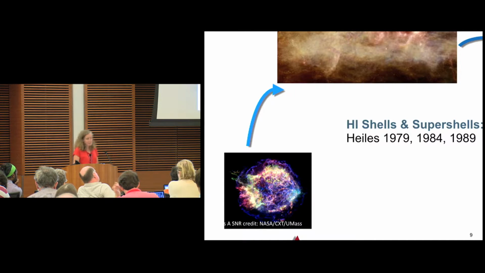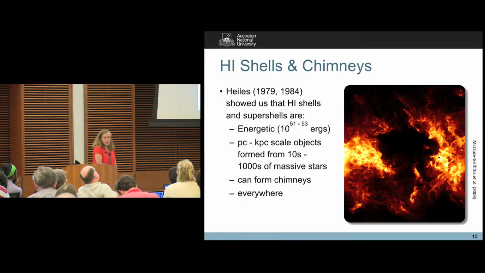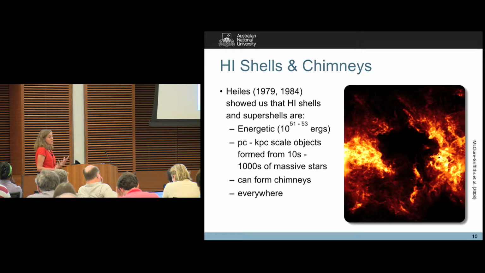And I did. Carl showed us extensively, with a large catalog of H1 supershells, that these can be large-scale energetic objects traced in their atomic hydrogen emission as holes surrounded by dense walls of atomic hydrogen. They have expansion energies of 10 to the 51 to 10 to the 53 ergs, and can range from tens of parsecs up to kiloparsecs in scale, formed by tens to thousands of massive stars.